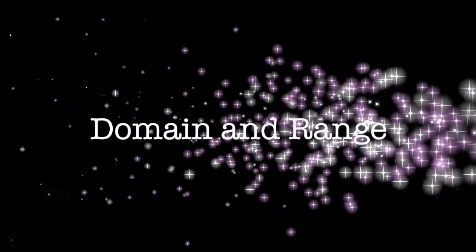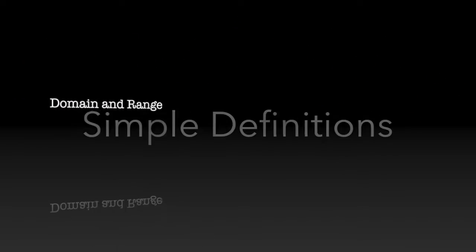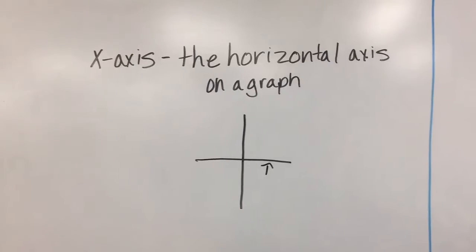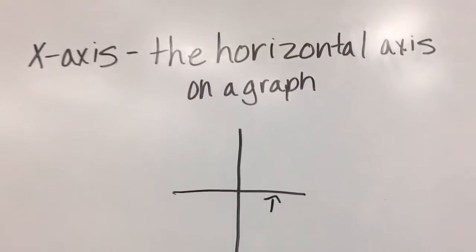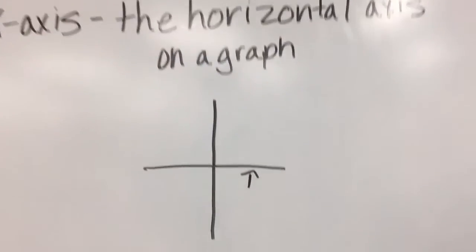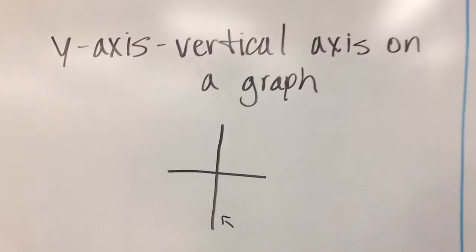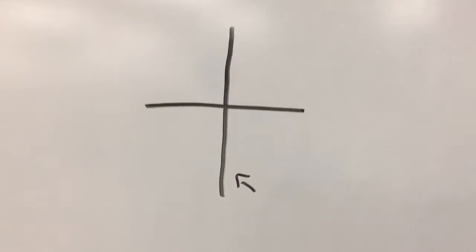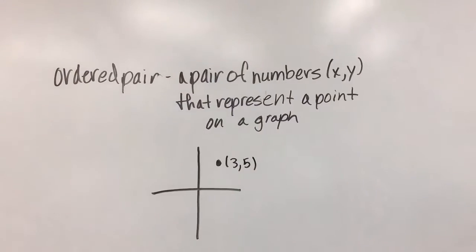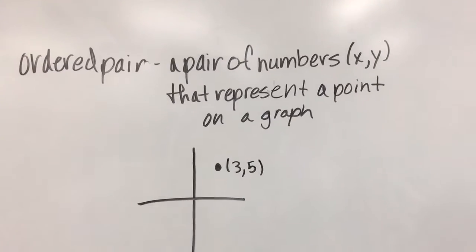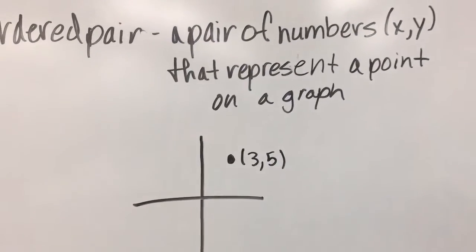Domain and range. Here are some definitions before you watch this. The x-axis is the horizontal axis on a graph. The y-axis is the vertical axis on a graph. Also, an ordered pair is a pair of numbers that represent a point on a graph.